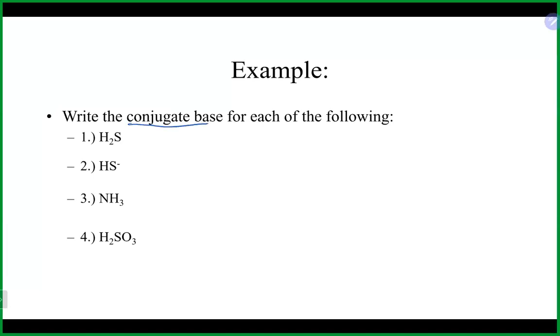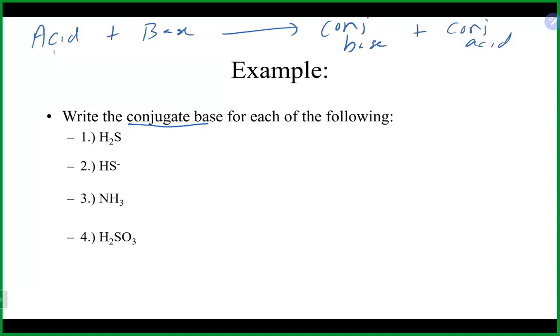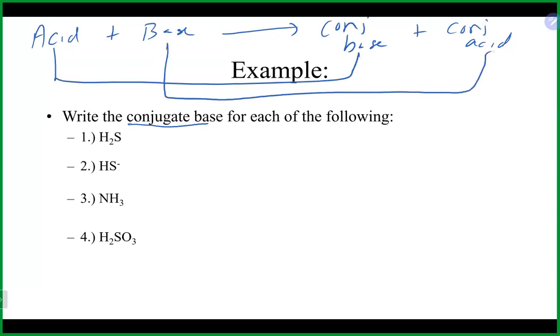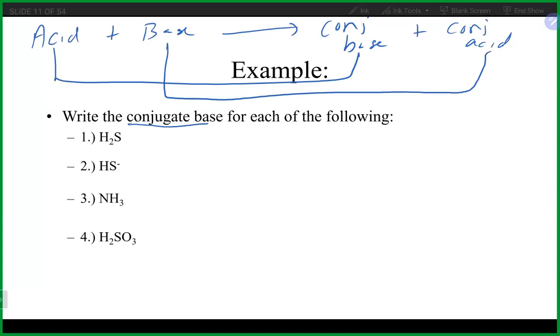If you're not really sure what you're dealing with, this is where the Bronsted-Lowry relationship is important to remember. Remember, we have an acid on one side and a base, and on the other side, we have a conjugate base and a conjugate acid. So the relationship is: acid on one side, partner on the other side is the conjugate base, and the base on one side, partner on the other side is the conjugate acid.